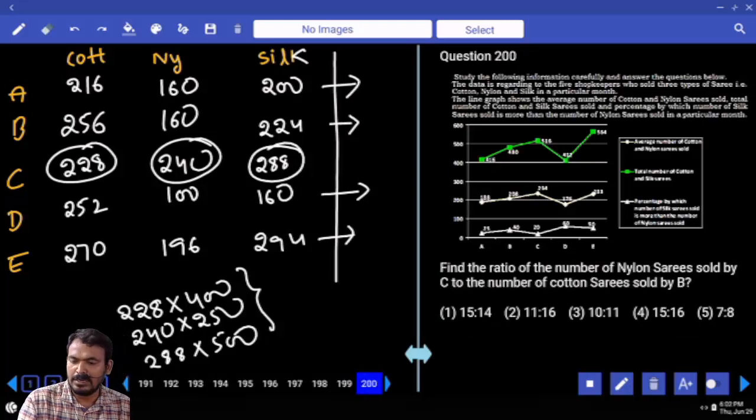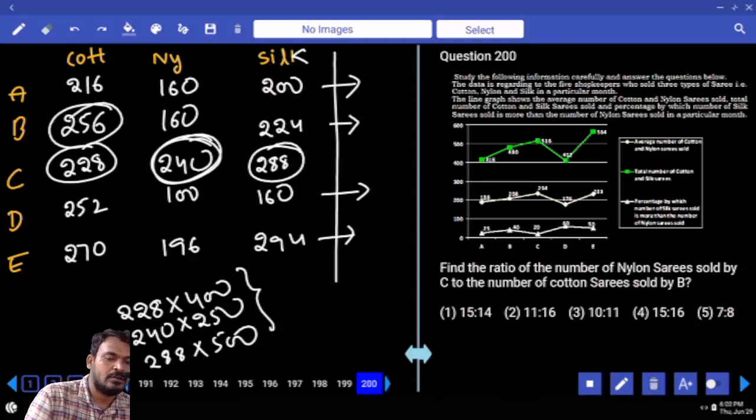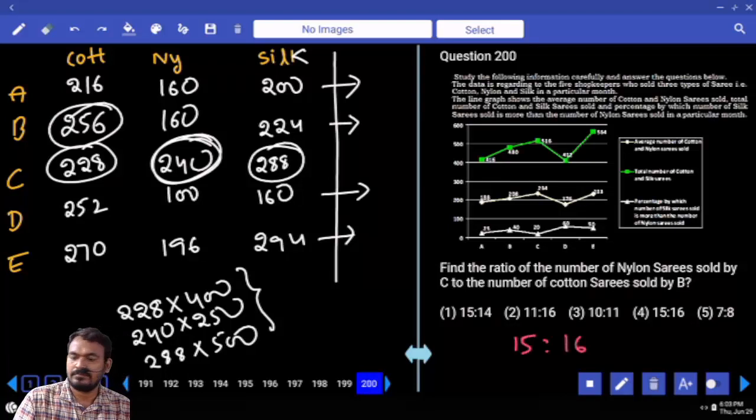Next, 200 question. Find the ratio of the number of nylon sarees sold by C to the number of cotton sarees sold by B. What is the nylon of C? 240. Cotton of B 256. 240 and 256, 16 times 15, 16 times. What is the ratio? 15 is to 16.